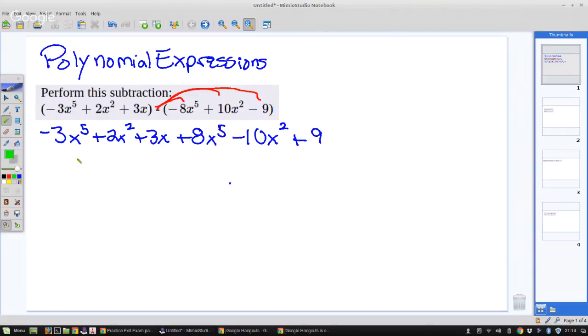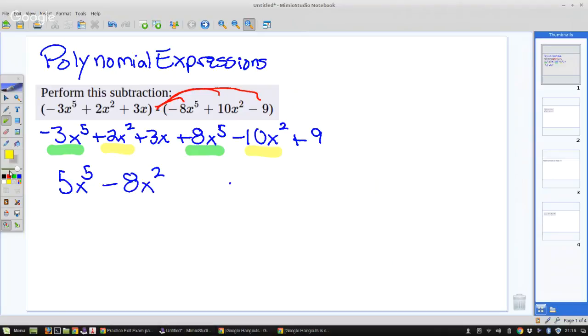And we look for the like terms. So there's a fifth power here and here, so we have -3 of them and we have 8 of them. So altogether, we're going to have 5 of those x to the fifths. And let's see, are there any squares? One there, one there. So we have 2 of them here, -10 of them there. So altogether, we're going to end up with -8x squared.